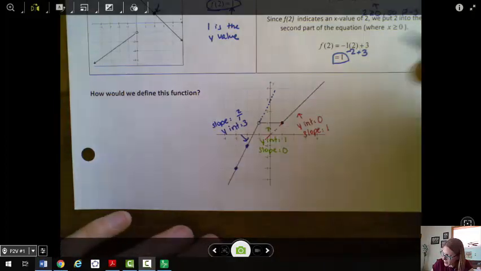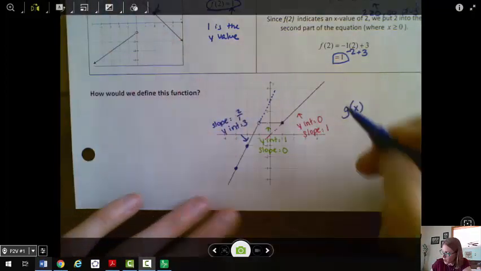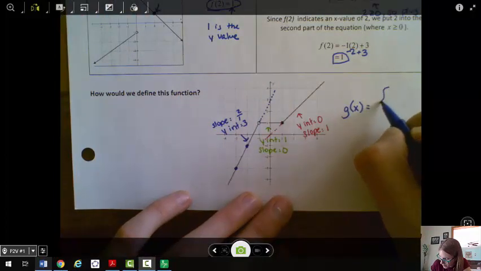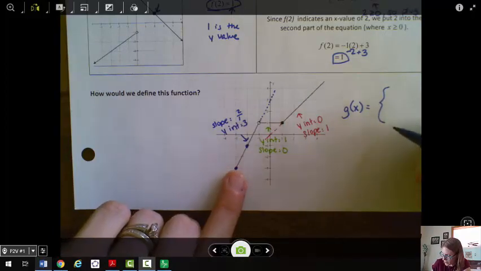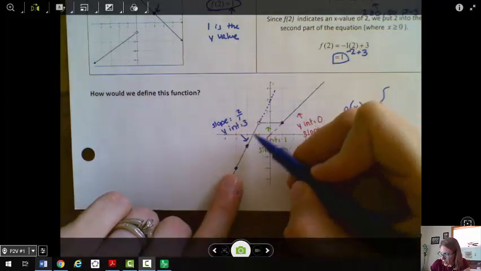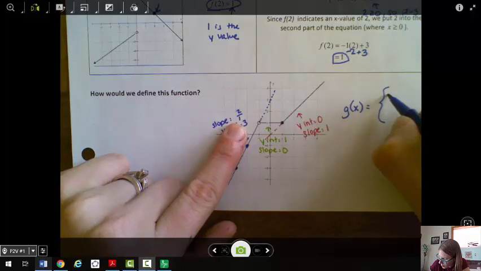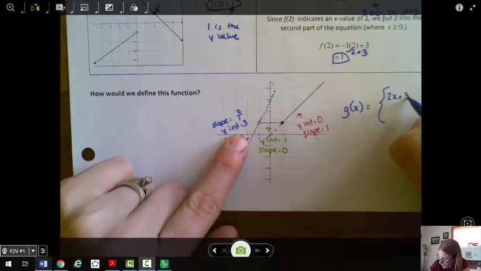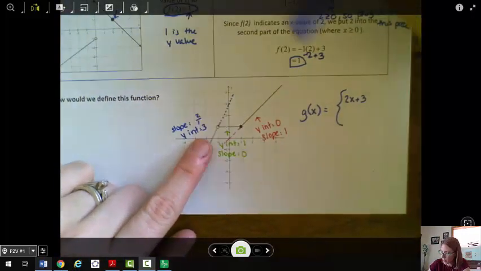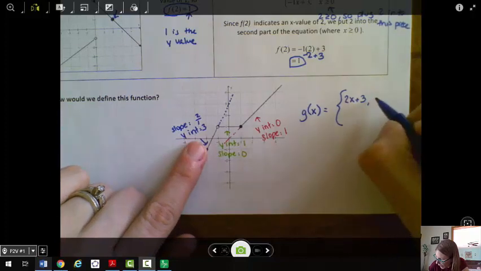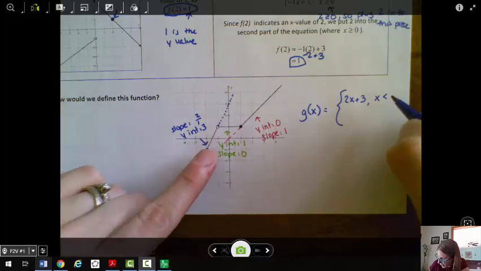So I'm going to call this piecewise function g of x just because it's a different function from the one we saw up here. This function g of x, we have 3 pieces. Okay, there are 3 different situations. This part first, we start with the farthest to the left. Our equation would be 2x plus 3 because the slope was 2 and the y-intercept was 3. And we use this equation when x is, it's an open circle here, so less than -1.